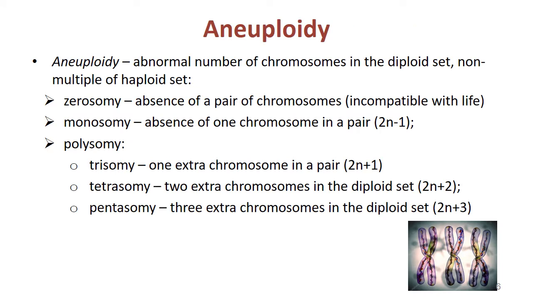Aneuploidy. Aneuploidy is an abnormal number of chromosomes in the diploid set, not a multiple of the haploid set. Nullisomy, absence of a pair of chromosomes, is incompatible with life. Monosomy, absence of one chromosome in a pair. Polysomies are divided into trisomy, one extra chromosome in a pair, tetrasomy, 2 extra chromosomes in the diploid set, and pentasomy, 3 extra chromosomes in the diploid set.